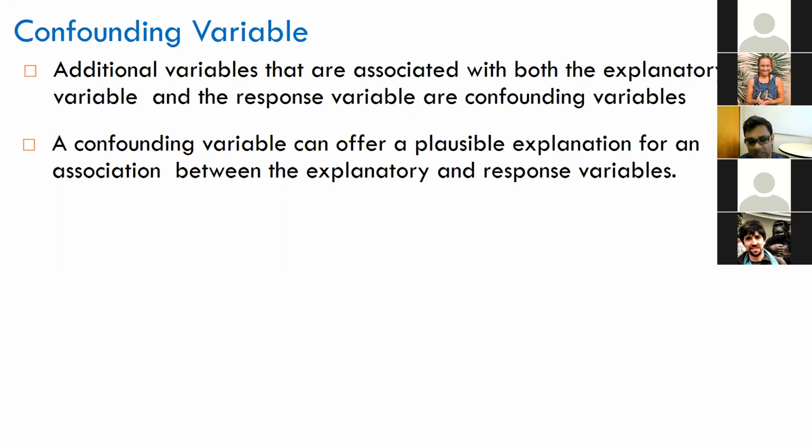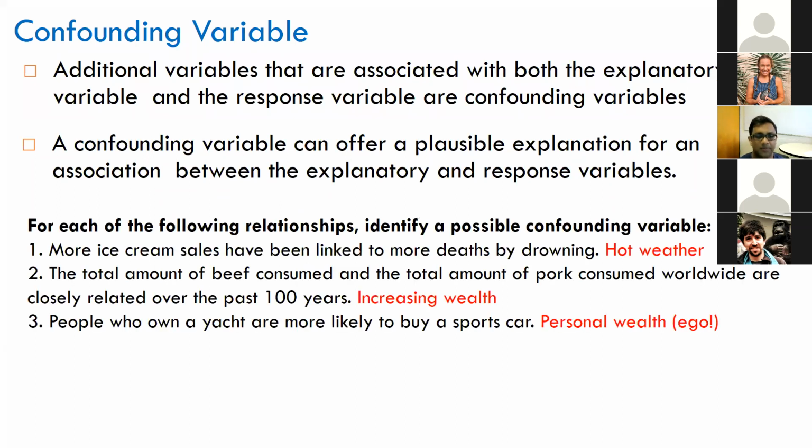Confounding variables always have an association with your explanatory and response variable. So these are a couple of very common examples. Someone can say, okay, more ice cream sales are linked to more deaths by drowning. So someone ran an experiment and found that ice cream sales are linked to more deaths by drowning. So that's a decision, but there are a lot of confounding variables.